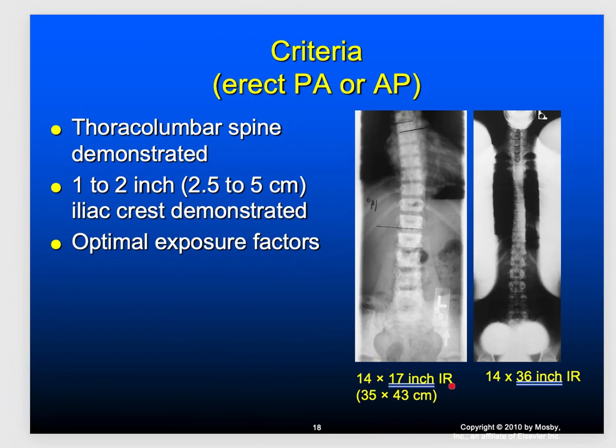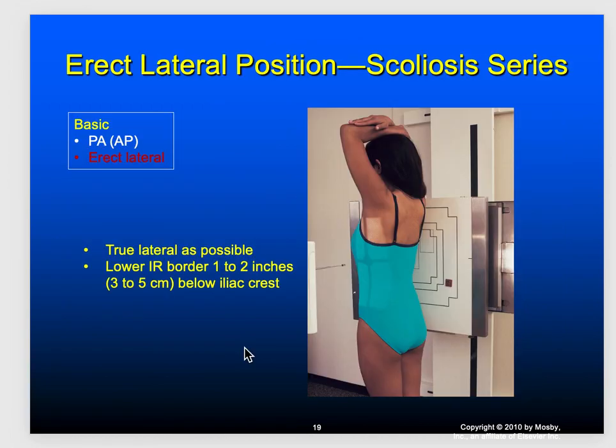So optimal exposure factors. This is a 14 by 17 image receptor. So with a 14 by 17 image receptor, you're not getting all of your T-spine. This is a 14 by 36, which allows you to image the entire T-spine and L-spine on one image, okay? So keep that in mind.